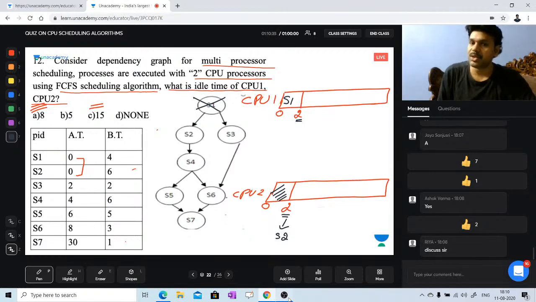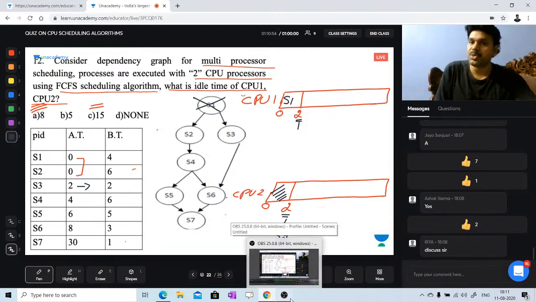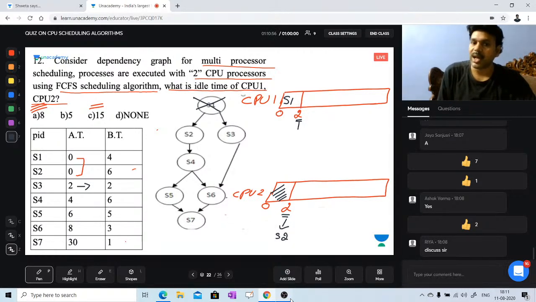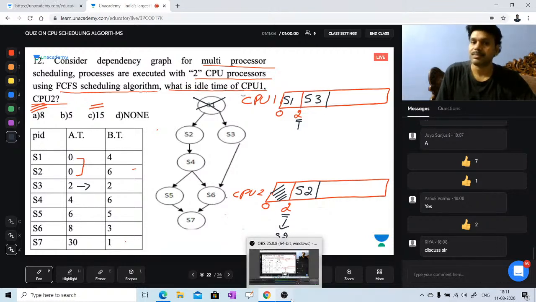Now you see, after completion of S1, S2 and S3 can start. S3 is already in the queue. See, has S3 arrived or not? Please understand, S3 has also arrived during that time because exactly at 2 it came. Therefore, what is going to happen? This process and this CPU can execute in parallel. Both are ready to start from 2 units onwards. So here I can push S2 into CPU2 and S3 into CPU1. Parallel execution I am doing.